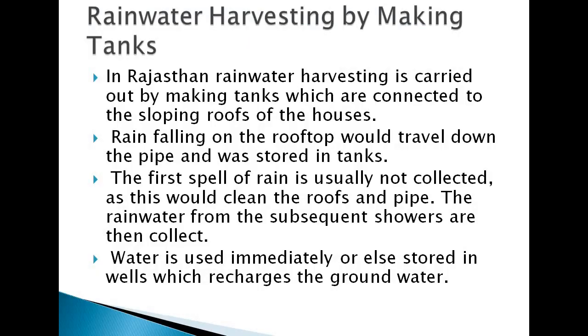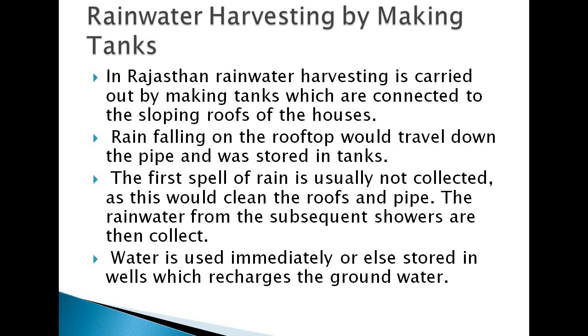Now I just talked about rainwater harvesting by making tanks. So in Rajasthan, rainwater harvesting is carried out by making these tanks which are connected to the sloping roofs of the houses, and the rain falling on the rooftop would travel down the pipes and be stored in the tanks. The first spell of rain is usually not collected, as this would clean the roofs and pipes, and the rainwater from the subsequent showers is then collected. Water is used immediately or else stored in wells, which recharges the groundwater.